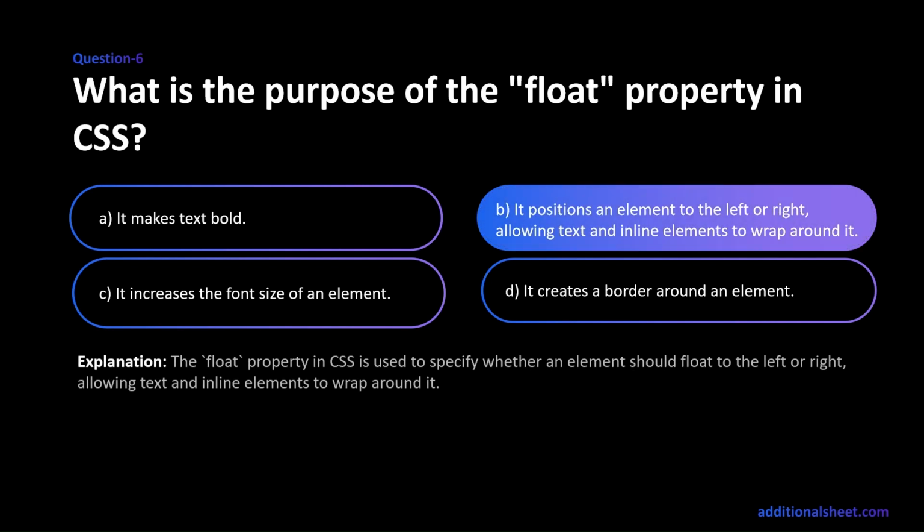Correct answer is option B. The float property in CSS is used to specify whether an element should float to the left or right, allowing text and inline elements to wrap around it.